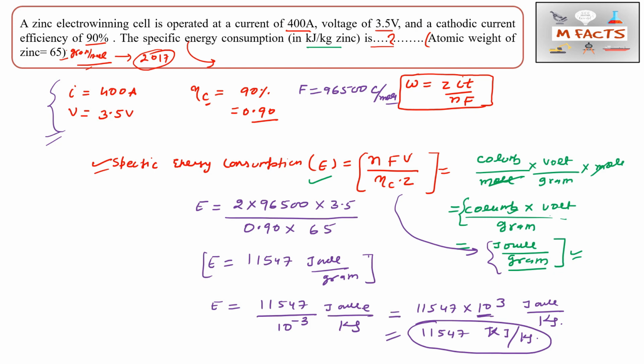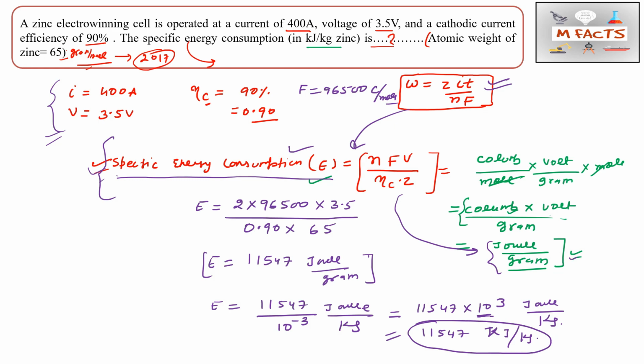So try to remember this formula, specific energy consumption, that is E equals NFV by eta C into Z. And this formula is also very important, but this formula is not applicable here, but we can derive this formula from this formula only. Derivation is not important, but directly using the formula is very important here. So try to remember this formula and this concept. This concept is also very important for GATE 2021. Please try to remember all these things. This will be beneficial for your practice.